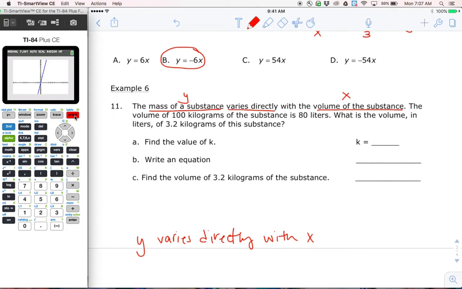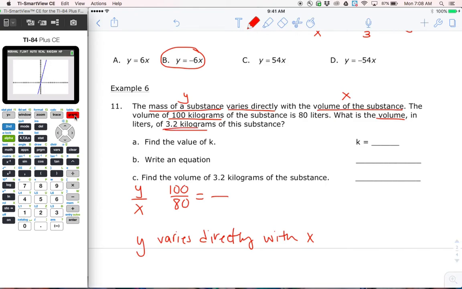So let's go ahead and set up what they gave us. The volume of 100 kilograms, all right, 100 kilograms is mass, right? You should know this from your science classes. Kilograms is mass. So we're going to remember that y over x is how we set things up. And 100 kilograms is mass. So 100 kilograms is going to give me 80 liters, right? Mass over volume, y over x. And then it says, what is the volume in liters of 3.2 kilograms of this substance?